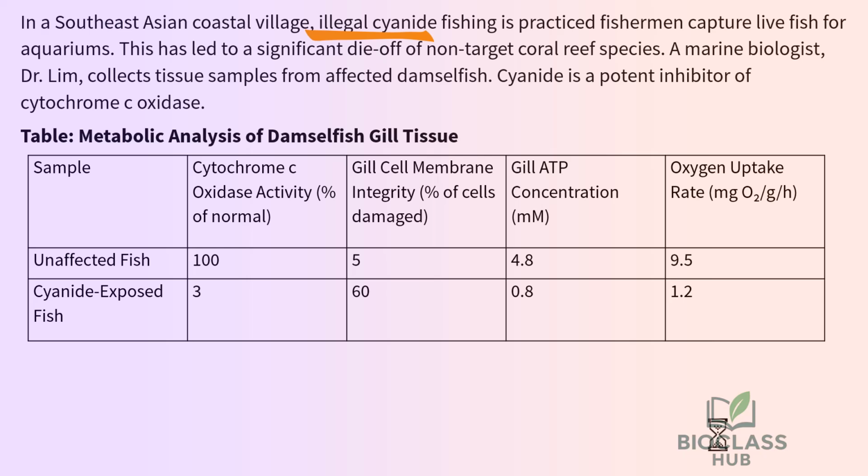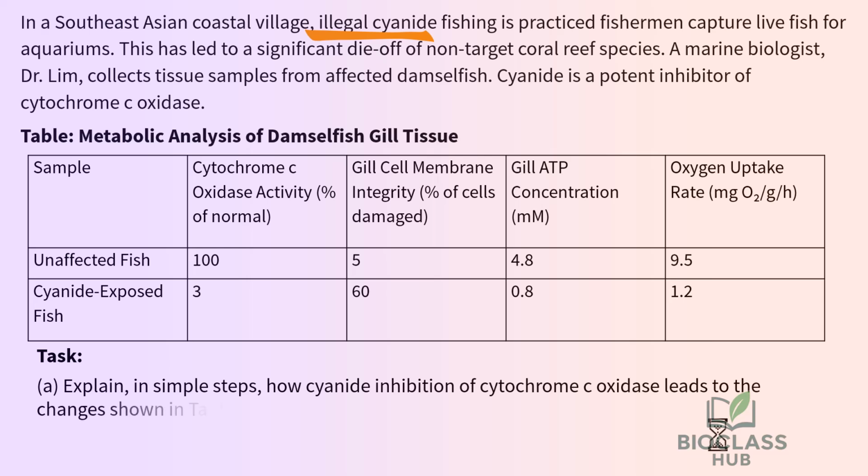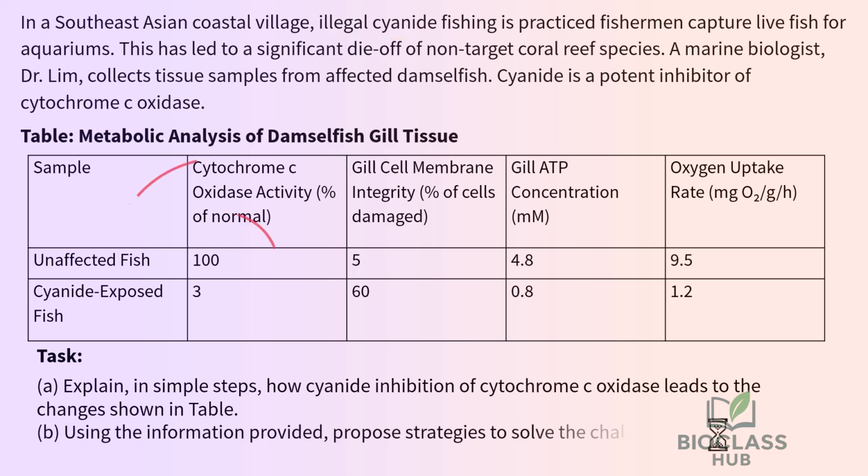Analyze the table. Task. Part A. Explain, in simple steps, how cyanide inhibition of cytochrome C oxidase leads to the changes shown in the table. Part B. Using the information provided, propose strategies to solve the challenges.